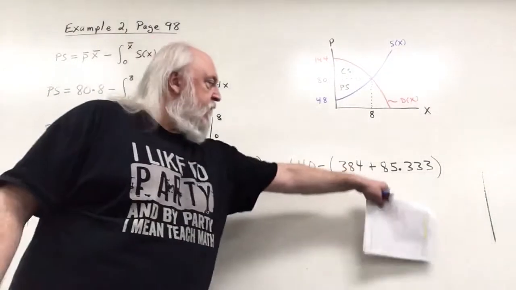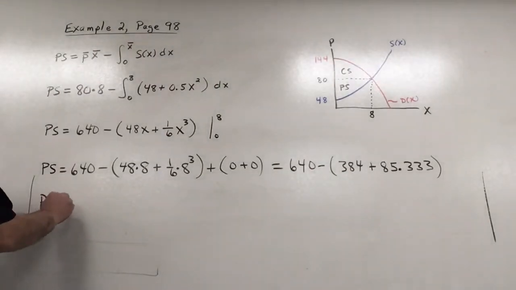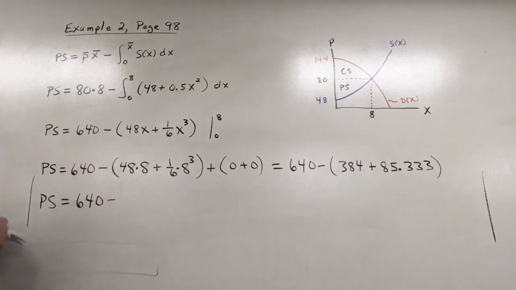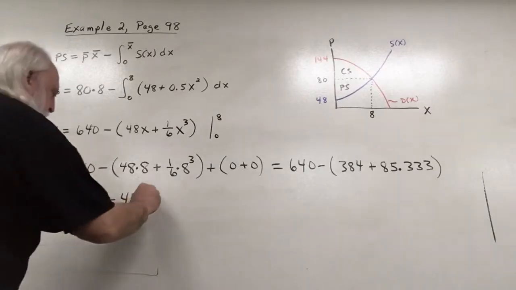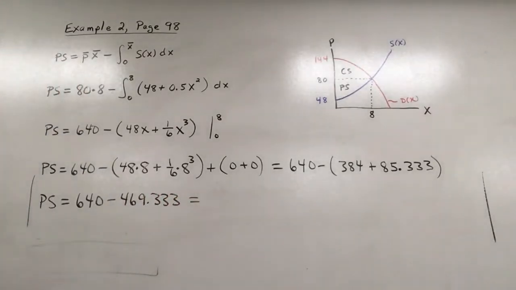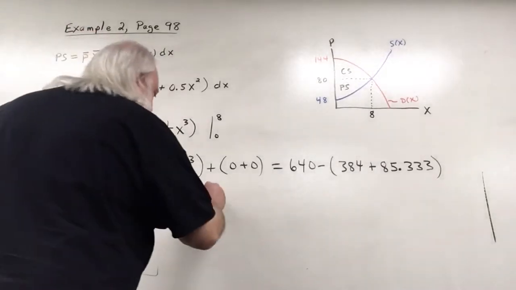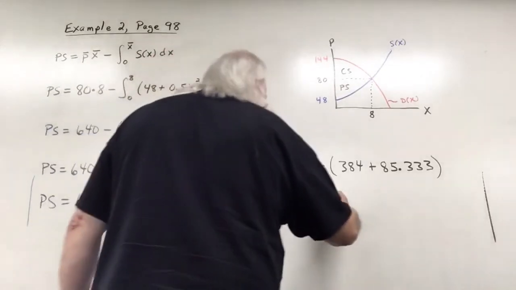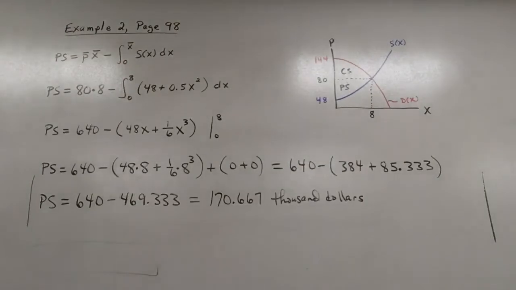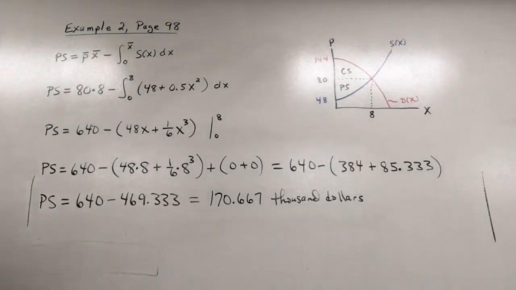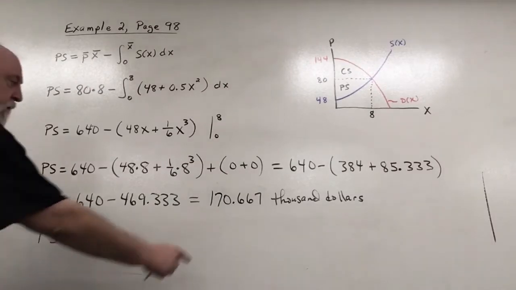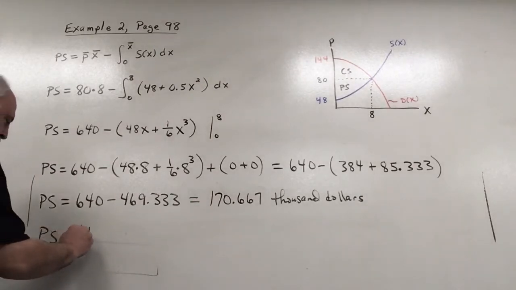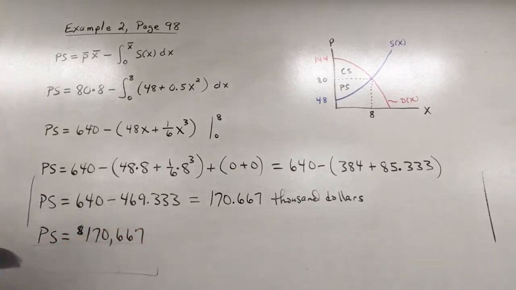When you add these two numbers inside the parentheses, you get 640 minus 469.33. When you take the difference of those two numbers, you get that the producer surplus is $170.667 thousand. Again, it's thousands because X is measured in thousands. So when I multiply this number by 1,000, the producer surplus is equal to $170,667 to the nearest dollar. And we're done. We have found the producer surplus for this example.